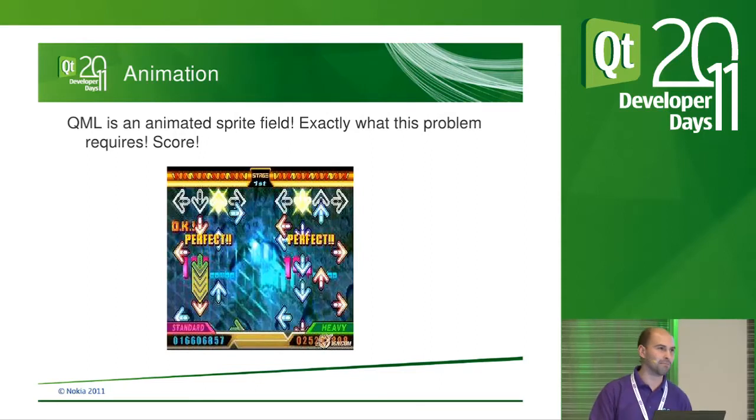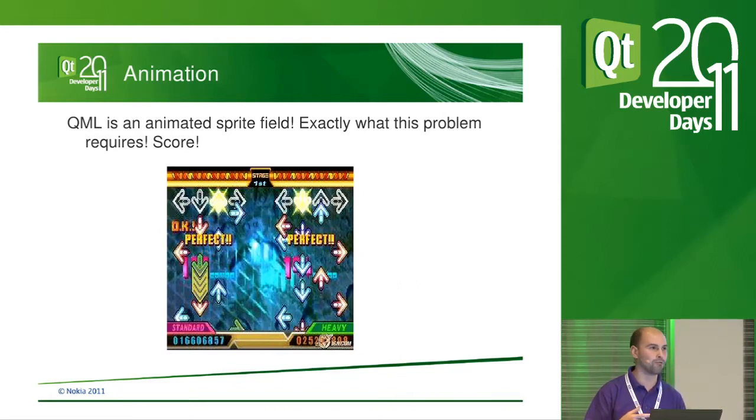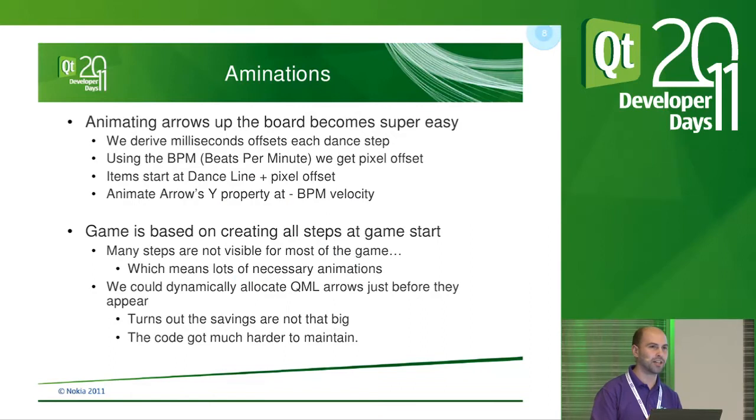It also has the ability to animate almost anything, including the score rolling up. You can tell a variable, when you change, you're just going to have a numeric property animation, so your score can look like a speedometer, odometer rolling over, and not just teleport from 500, 600, 700. Some of these things become trivial just because they're built into the language. So animating those arrows up on the board became super easy.